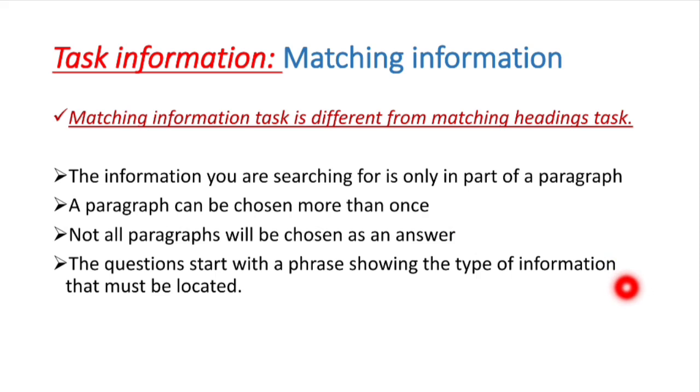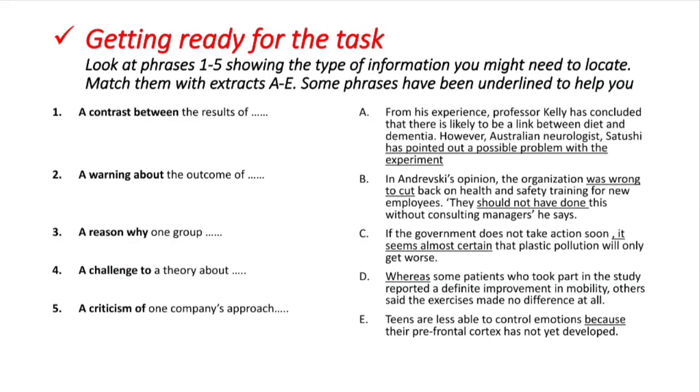On the next page, I have provided you with an exercise according to this part. Now let's have a look. We've got "Getting ready for the task" and a small exercise. Look at phrases 1 to 5 showing the type of information you might need to locate. Match them with extracts A to E. Some phrases have been underlined to help you, as you can see.